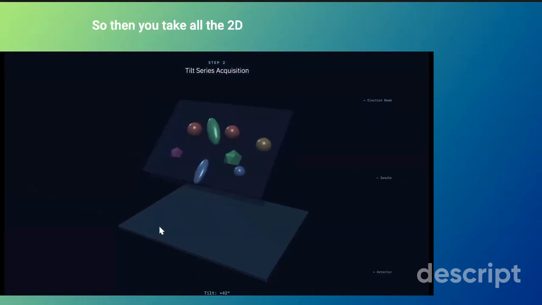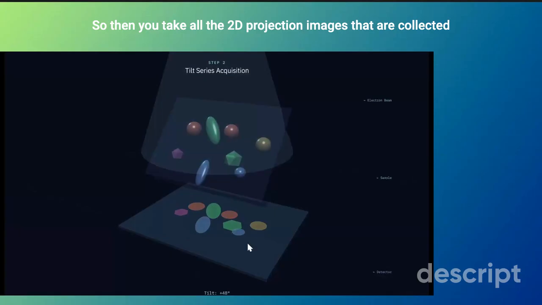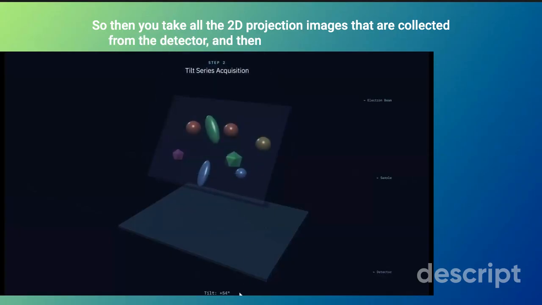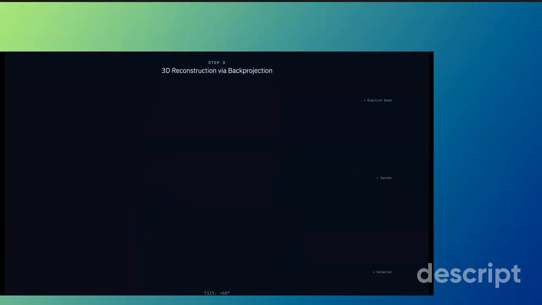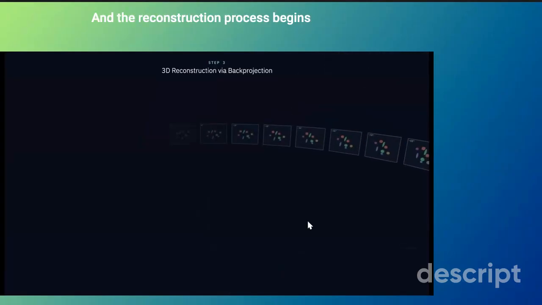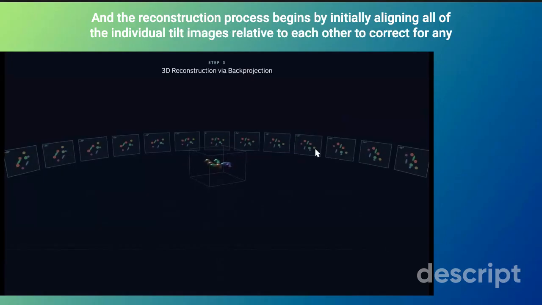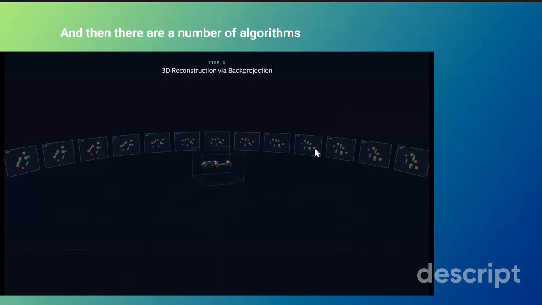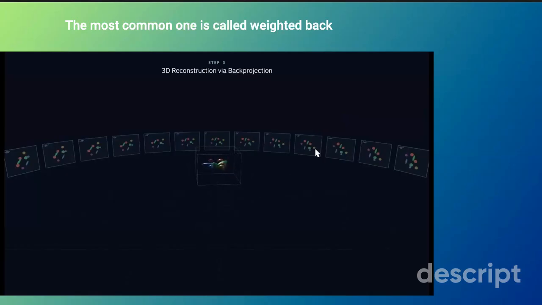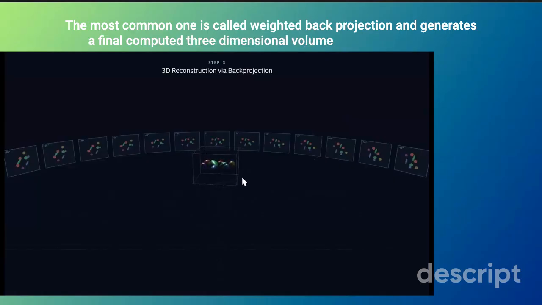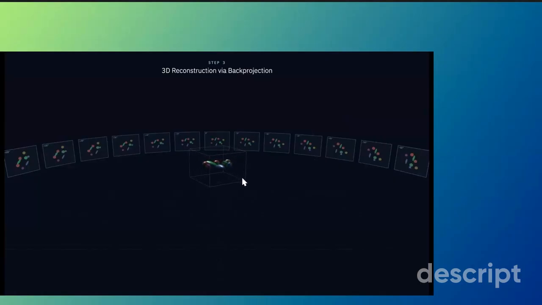So then you take all the 2D projection images that are collected from the detector, and then you perform a reconstruction. And the reconstruction process begins by initially aligning all of the individual tilt images relative to each other to correct for any movement that occurred during the image collection process. And then there are a number of algorithms that take these aligned images. The most common one is called weighted back projection and generates a final computed three-dimensional volume of the nanoparticles.